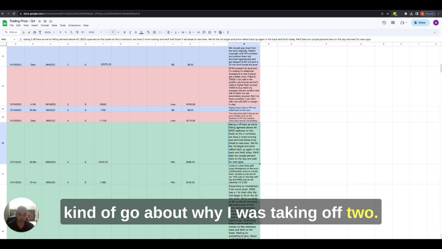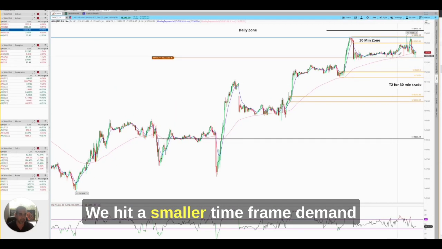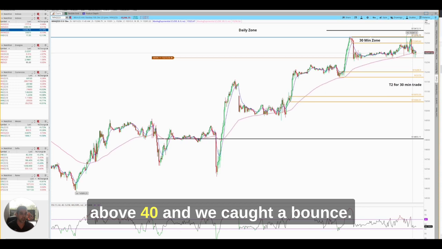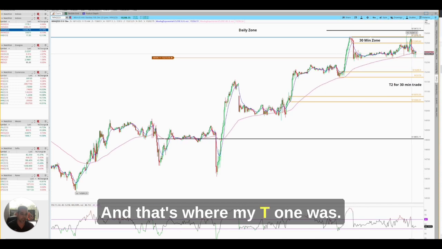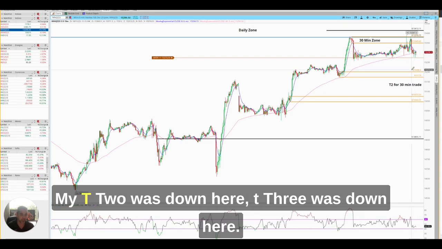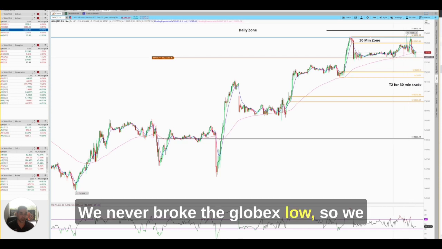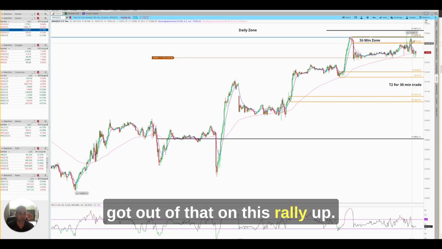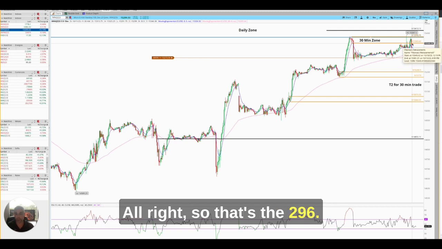And I kind of go over why I was taking off too. We hit a smaller time frame demand above 40, and we caught a bounce, and that's where my T1 was. My T2 was down here. T3 was down here. We never broke the Globex low, so we got out of that on this rally up. All right, so that's the 296.